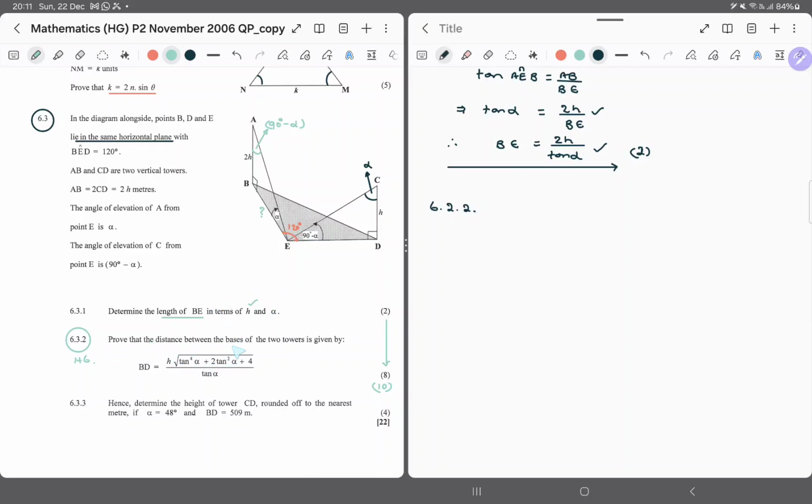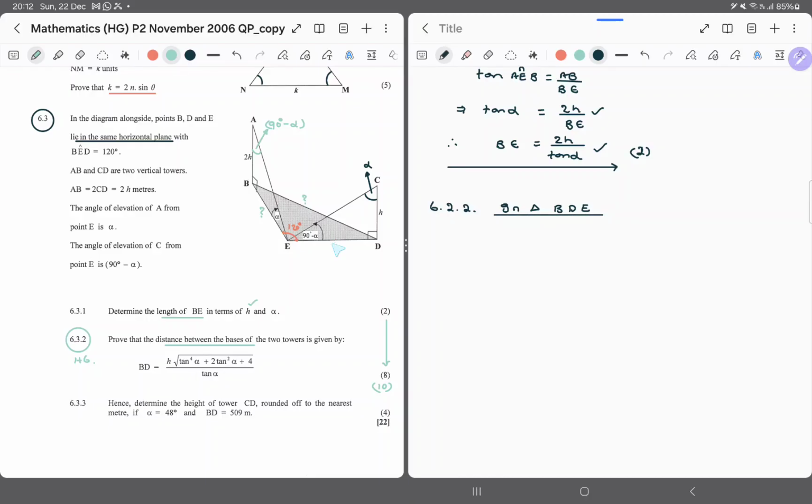Now prove that the distance between the bases of the two towers is given by, so what is the distance between those? This is this one, BD. Can you see? These examiners are very tricky. They're just going to use a bit of simple English just to get you freaking out. Well, we know what we need to do now. We can see that we need this triangle, right? So we can say in triangle, the shaded one, it's going to be B, D, E. Doesn't really matter how we name it though, as long as we can use it.